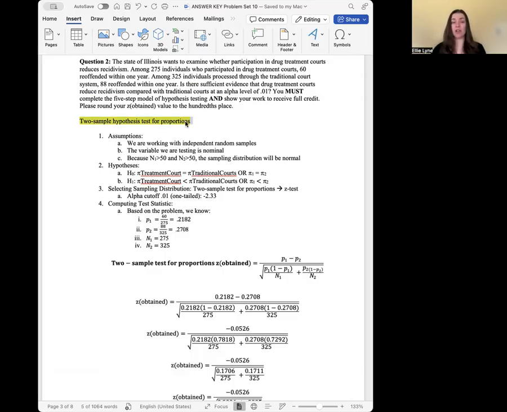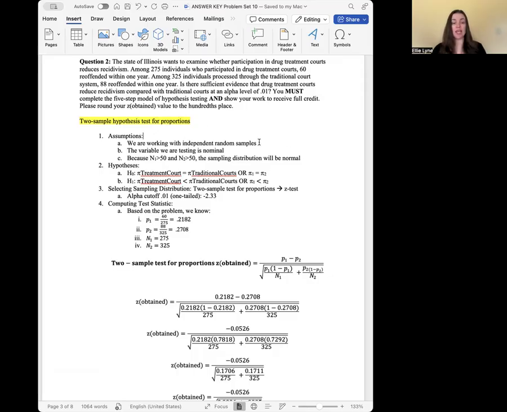Again, it's important for us to establish this right off the bat because step 1 is contingent on that, right? Our assumptions are going to be different depending on what type of test we're going to conduct. And so for a 2-sample hypothesis test for proportions, here are the following conditions or assumptions we have to make in order to proceed with the rest of the steps.